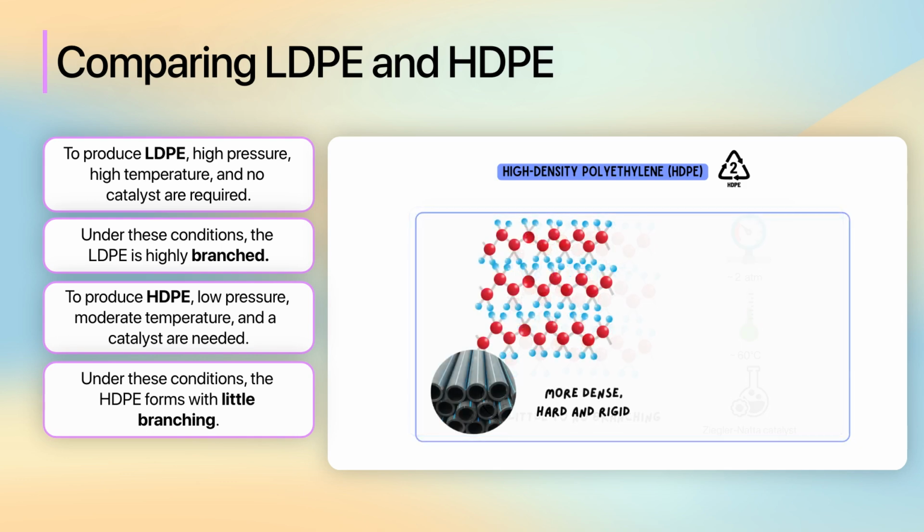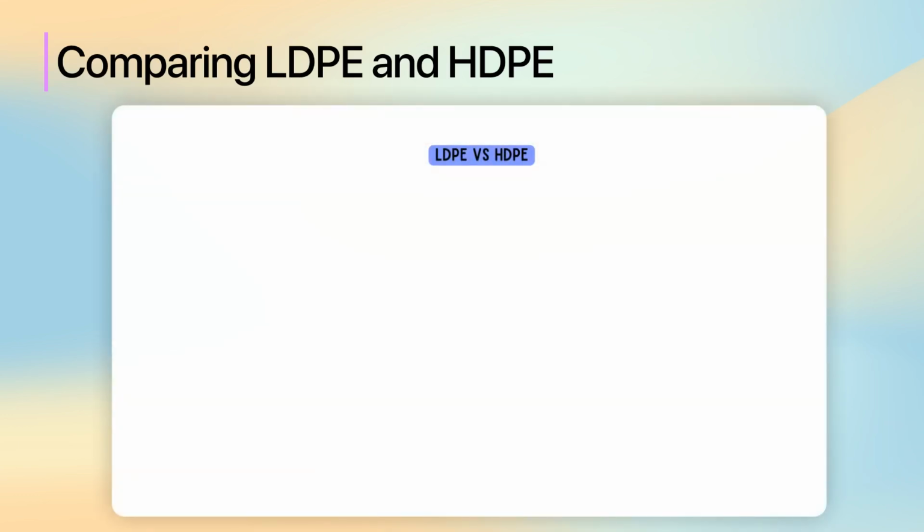The lack of branching allows the polymer chains to pack closely together, resulting in a material that is denser, harder, and more rigid. HDPE is used in products that require strength and rigidity, such as piping, strong containers, and plastic furniture. Let's now compare and contrast the properties of LDPE and HDPE.